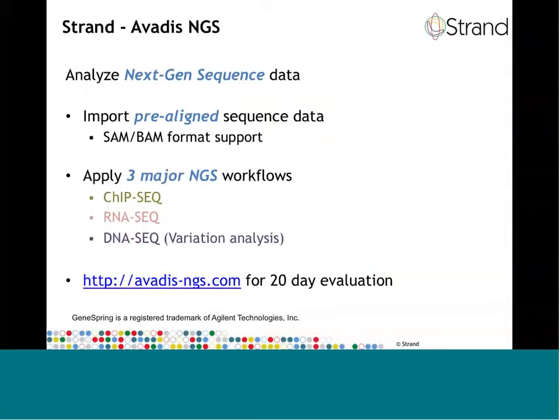As we discussed in some of the previous slides, Avadis NGS allows you to analyze next-gen sequencing data using pre-aligned data. We have chosen to support the SAM-BAM format as the main import format for pre-aligned data, since it has rapidly become the de facto standard as the file format of choice for aligned data. It was made popular by the 1000 Genomes Project and is now being adopted by most, if not all, NGS vendors as the standard exchange format for their aligned data.